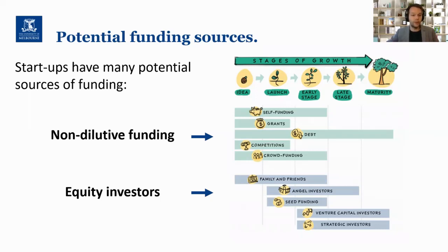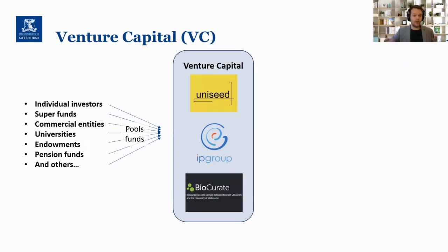Since we have IP Group here as our guest today, I would like to further elaborate on the venture capital investing framework and how that model works. So the University of Melbourne has three venture capital partners, namely Uniseed, our guest IP Group, and BioCurate. And it really depends, as each venture capital firm is a bit different than the others, even between those three, but also in general.